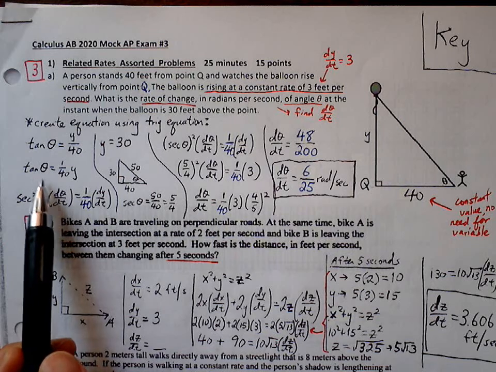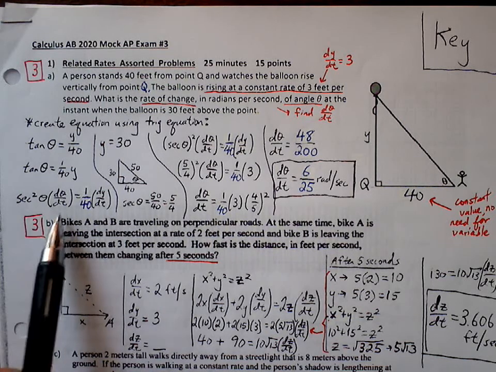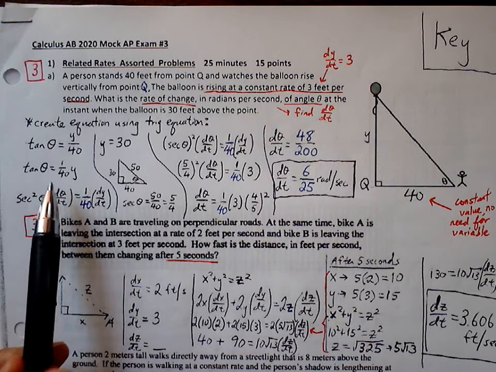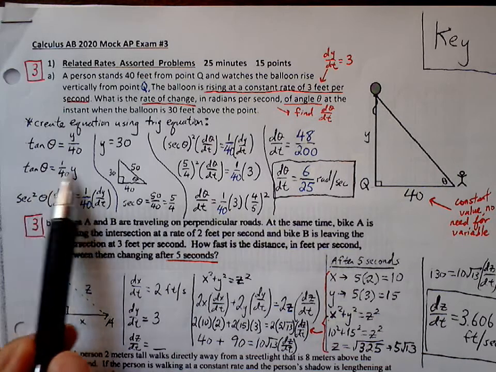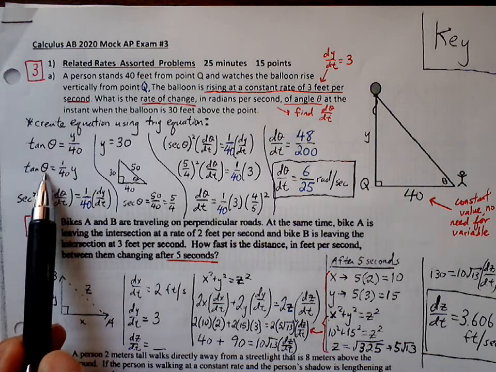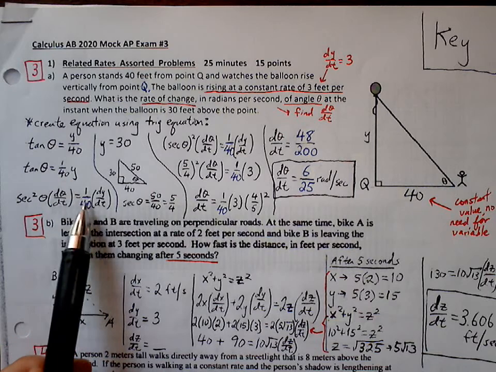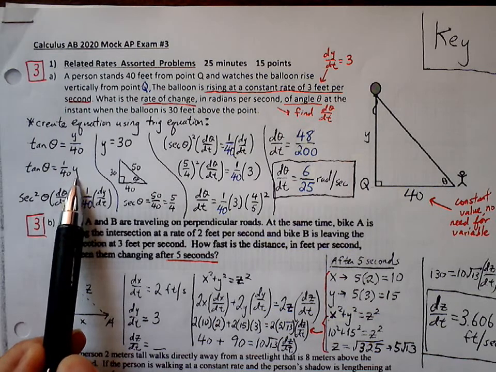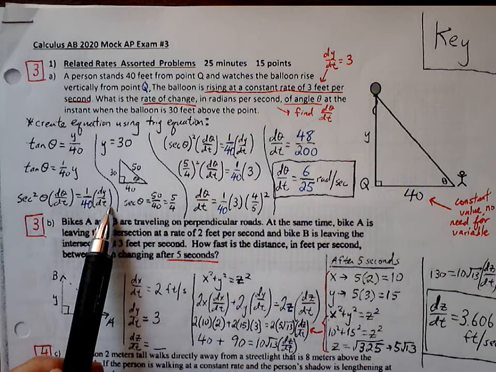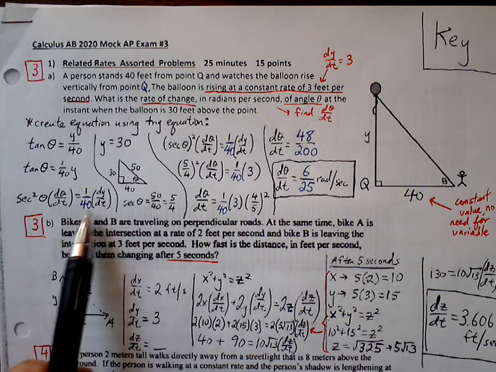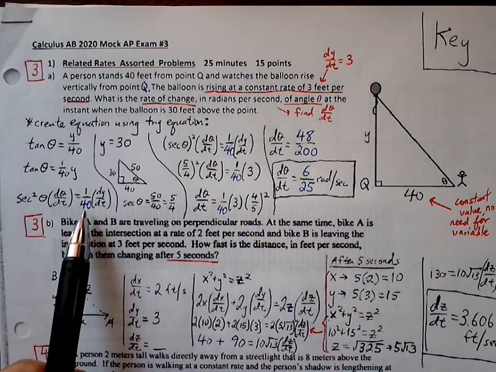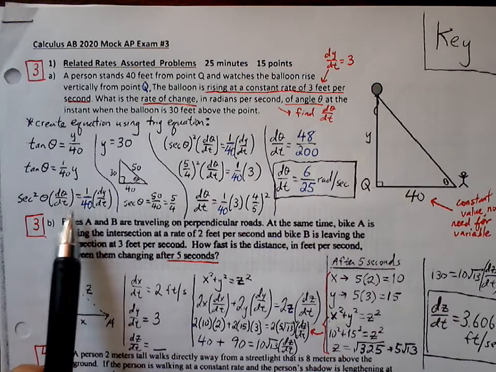So now let's find the derivative. Tangent theta, its derivative is secant squared theta and d theta dt. Since we're dealing with related rates, every variable is going to be affected by time, so every variable is going to produce its own d over dt. Now on the right side, 1 over 40 is a coefficient, so that's going to stay, and y becomes 1 dy dt. So this is the equation that we're going to have to plug in and solve for and use.